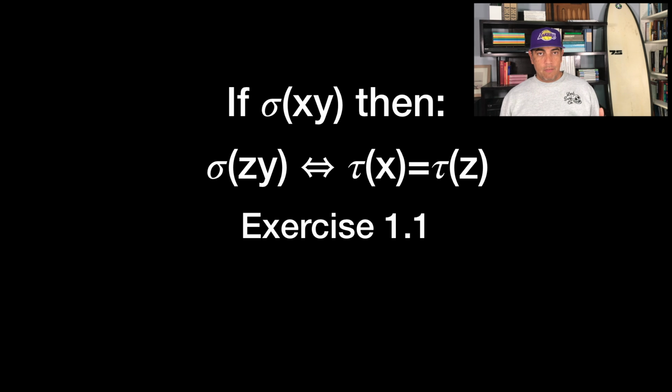The strategy we're going to have is we're going to start off assuming that sigma xy, and then we're going to show that the rest of it follows from there. In order to prove the rest of it, we're going to have to do a two-pronged attack. We're going to assume sigma zy, assume that z and y are in this sigma relationship, and then show that it follows that x and z must be the same numeral type. And then we'll assume that x and z are the same numeral type, and we'll show that it follows that z and y must be in that sigma relationship. And that will prove both directions of the arrow. And then we'll have shown that if x and y are in that sigma relationship, then sigma zy if and only if tau of x equals tau of z.